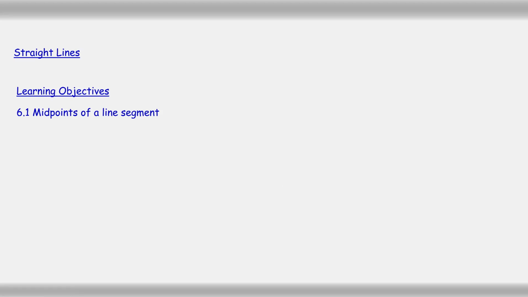Straight lines, and we're going to be finding the midpoints of a straight line. Hit pause, copy the lesson objective down. When you're ready, hit play, and we'll move on to the starter.